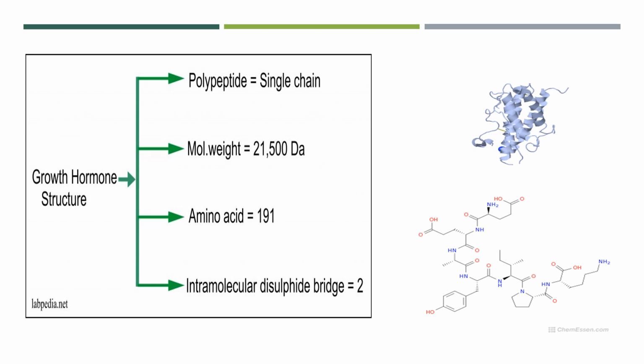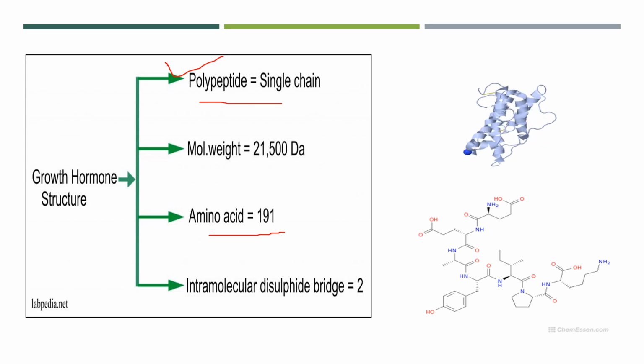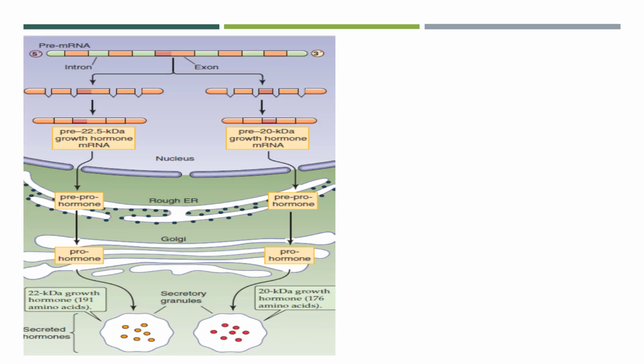So growth hormone is a single chain polypeptide hormone. It is not a glycoprotein, it is a polypeptide hormone and it contains 191 amino acids. The average molecular weight is 21,500 Dalton. Actually there are two forms of growth hormone. One form has a molecular weight of 22,000, that constitutes 90%. Another form has a molecular weight of 20,000. So we take the average molecular weight, that is around 21,500. Now, this is the three-dimensional structure of the growth hormone.